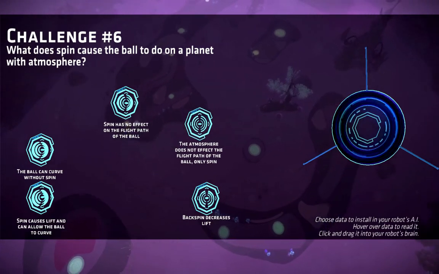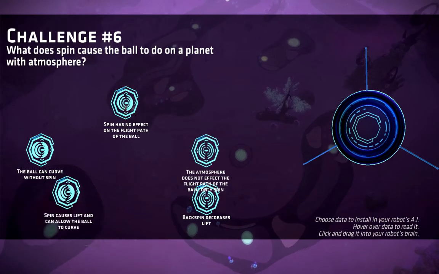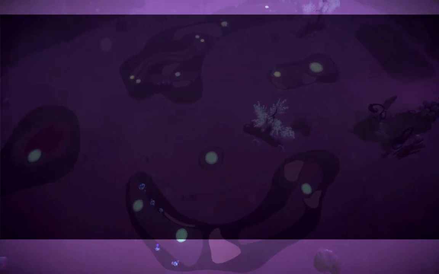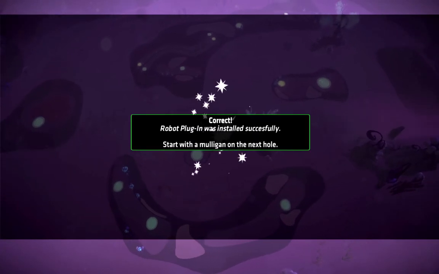Well, that would say that if you didn't have atmosphere, then spin could have any effect, which it doesn't. So I'm going to put this one to see if it's right. It is.